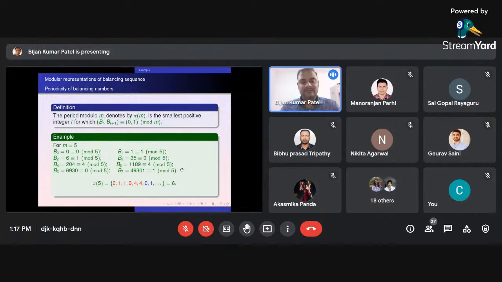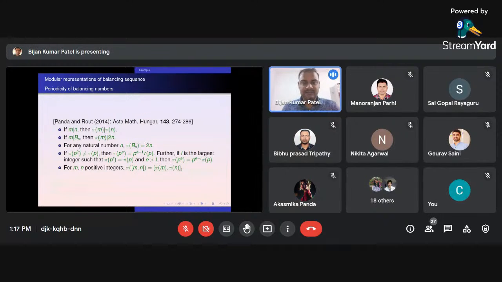Similarly, one can find it for all m. So this is how the period was defined by Panda and Rout in 2014, and they studied a few properties of this period of the balancing sequence modulo n: that if m divides n, then pi m divides pi n. If m divides bn, then pi of m divides 2n. So a few interesting properties they studied related to the period of the balancing sequence modulo n.